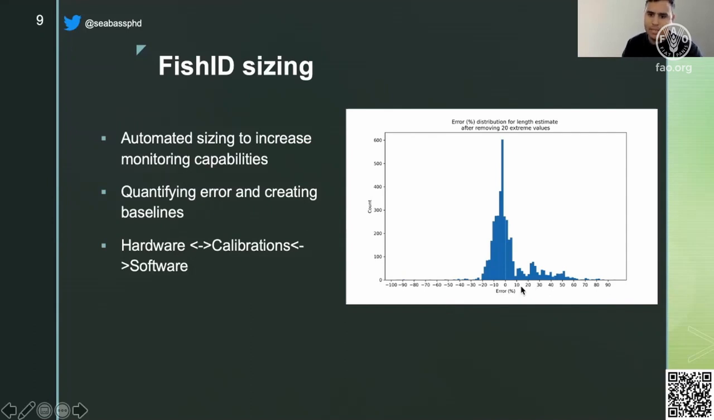And you will see that we're getting around 0% error for most of the length estimates that we are calculating on fish. So this will definitely give us now even more automated data about fish across ecosystems and across conditions.